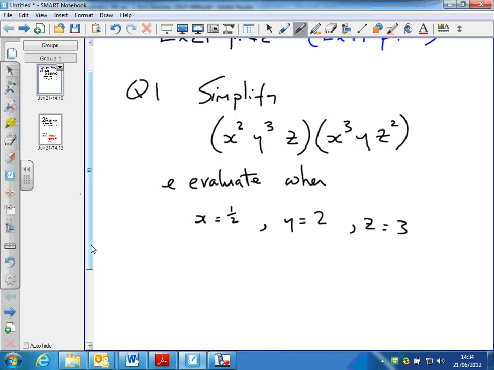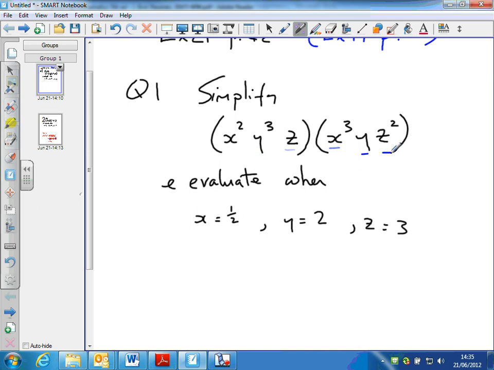So to do this one, I'm multiplying two expressions together. This expression multiplied by this expression. Each expression is separated by a bracket, but in fact what we're doing here is multiplying all the terms together. This represents one term and another term and so on. So I'm multiplying all these terms together effectively, which really means I don't need the brackets.